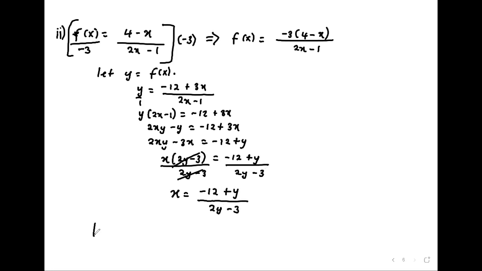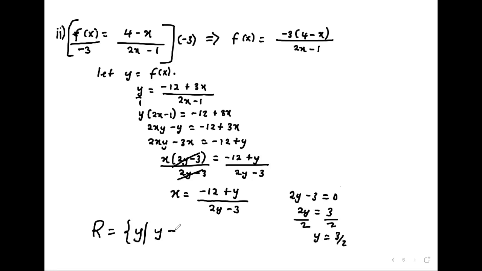What do we want? We want the range. So it will be y such that 2y minus 3 is equal to 0. That is 2y is equal to 3. Divide by 2, so y is equal to 3 over 2. When we come here, we'll say y should not be equal to 3 over 2, but it can be any other real number. This is the range of f.